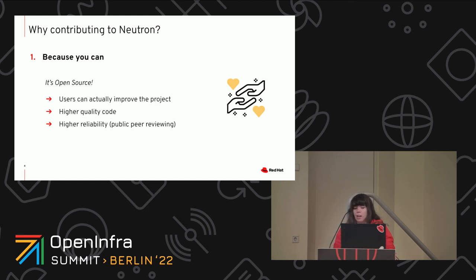I think that allows for higher quality of the code and also for higher reliability, because there's more people looking into the code than if it was closed source. And there's also public peer reviewing. This means that for a commit to get into the code base, there must be several people reviewing a patch and at least two core reviewers stating that whatever you coded into the project is right to go inside.